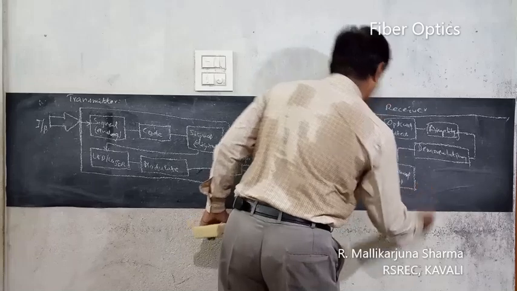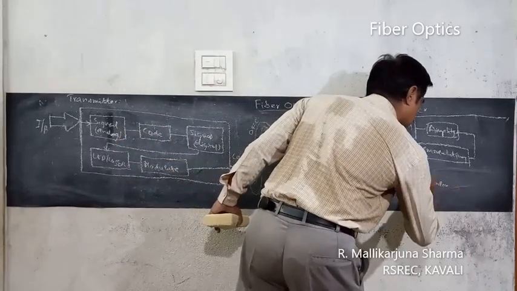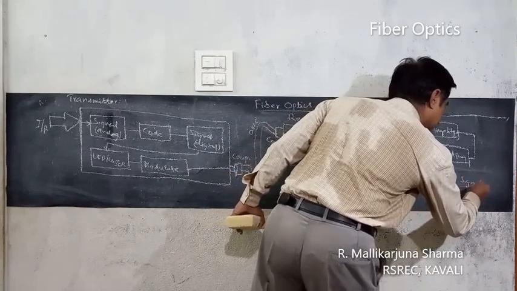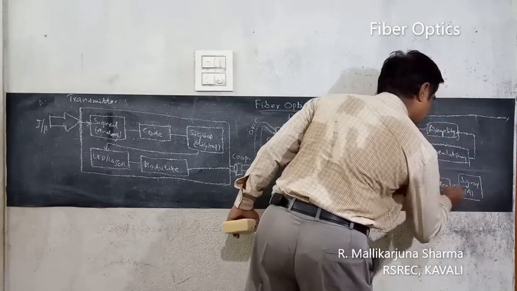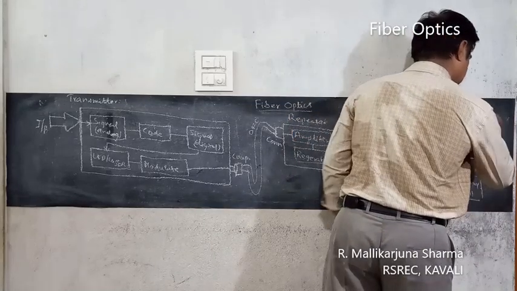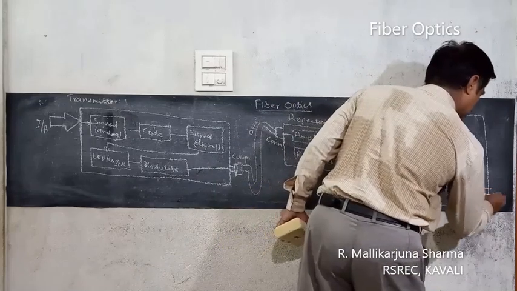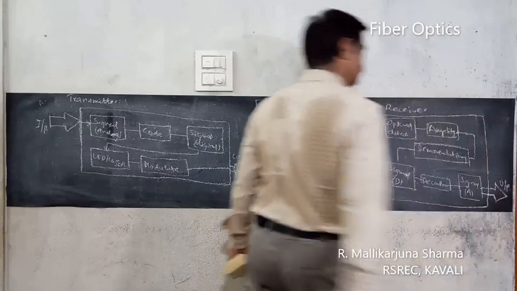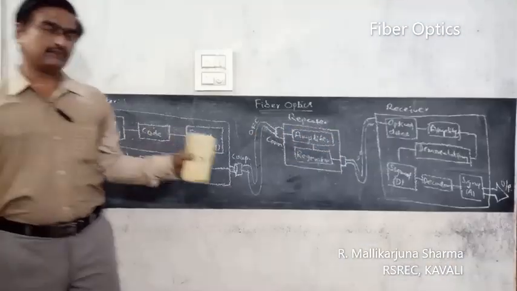Then we use a decoder and we get a signal in analog form. Then we feed the signal to an output device or a display device. This is how the communication system works.